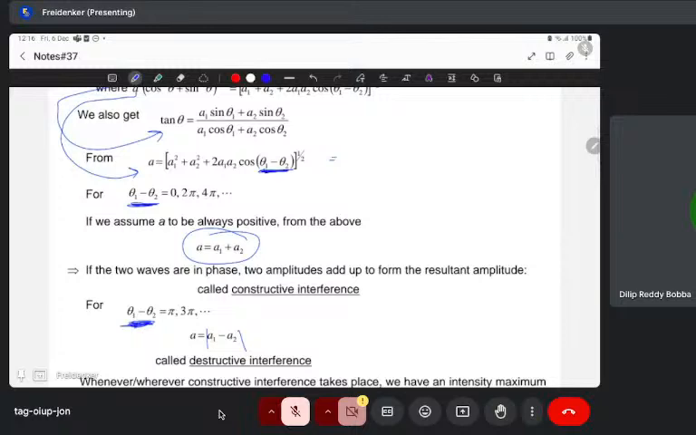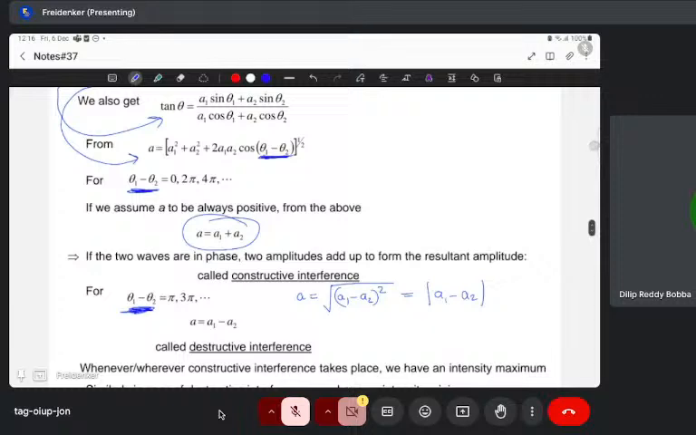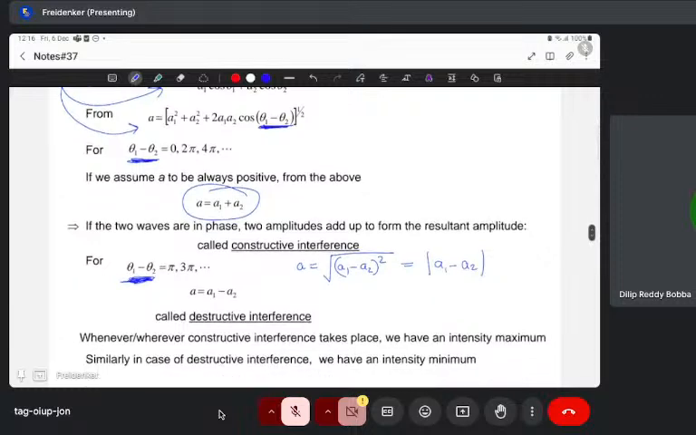That is not a problem. Because when this is the case, you will get the square root of (A1 minus A2) squared, right? So this is nothing but mod A1 minus A2. So that will take care, but here they did not put mod, so they assume A to be always positive. Amplitude is positive. It can't be negative unless you're flipping it, right? Fine. Constructive interference, destructive interference.